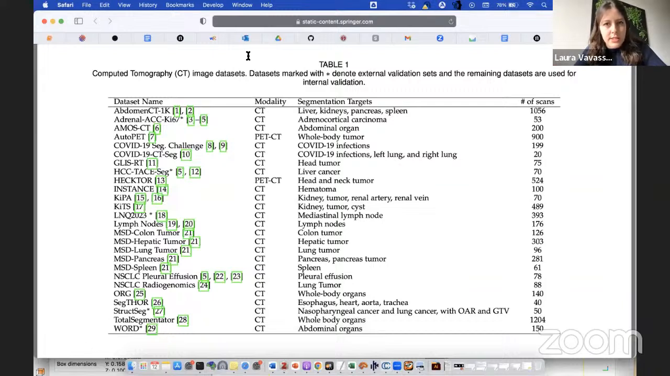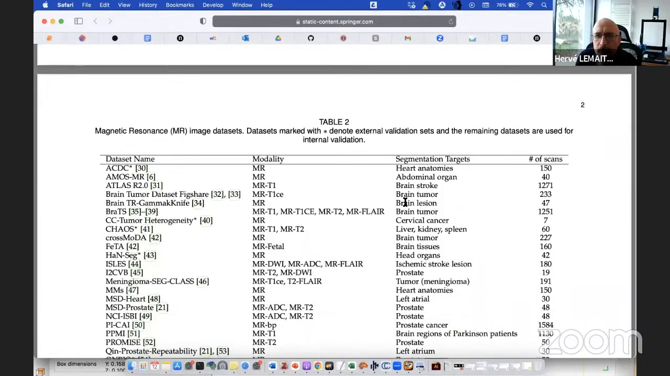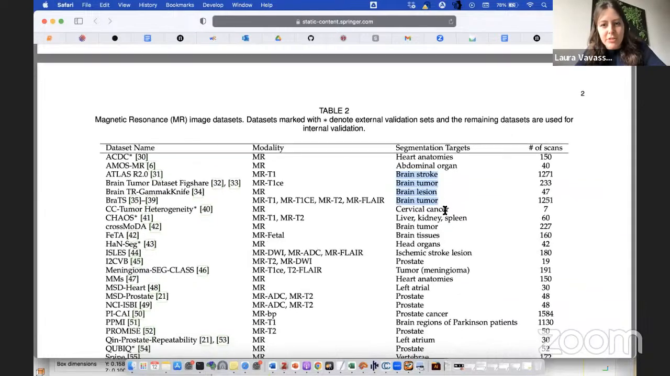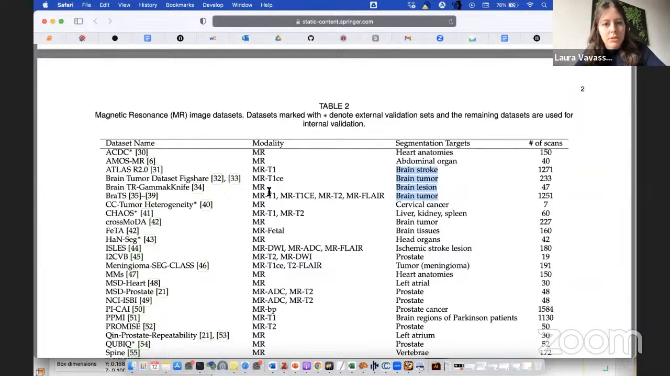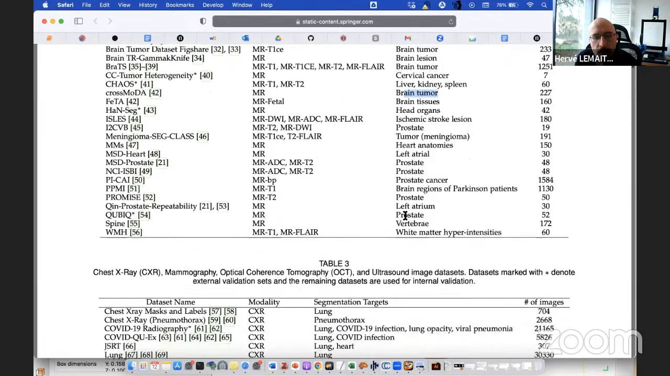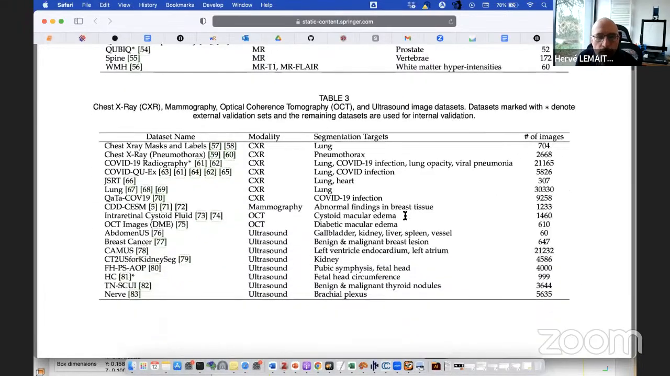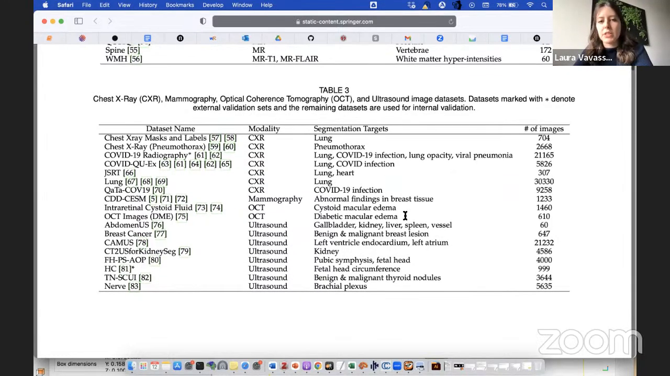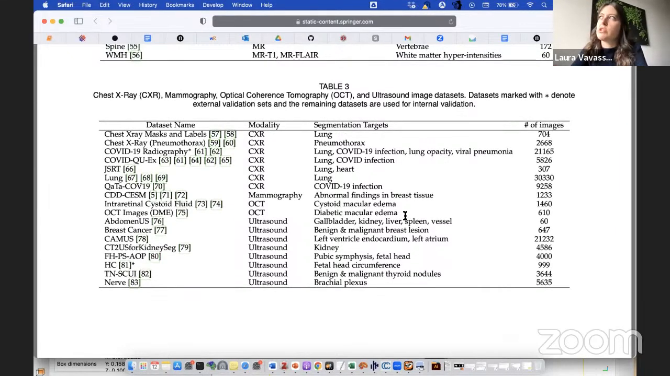Here are the different data sets that they used, and apparently they are all freely available on the internet. Let's see if I can find the brain. Brain stroke, brain tumor, brain lesion, and it's going to be MR, T1, T2, but they didn't explain if they used multimodal, because for brain and tumor segmentation it could be very useful. I don't know if they did something on that, or if they just used all the data they got. I think it was all the data they got from this. I don't know if I got what you mean. So if there was a cross interaction between two different modalities of imaging.